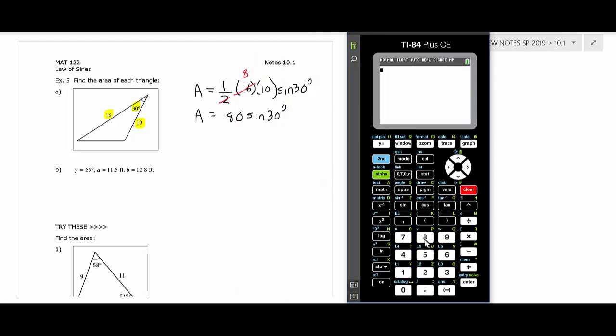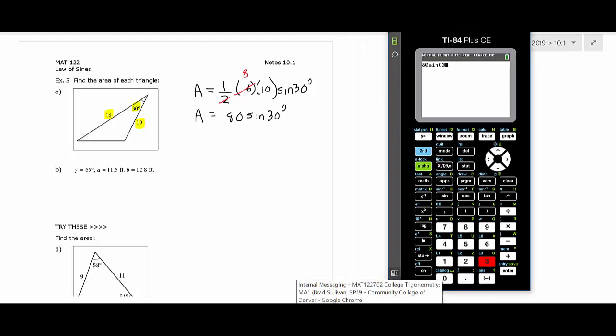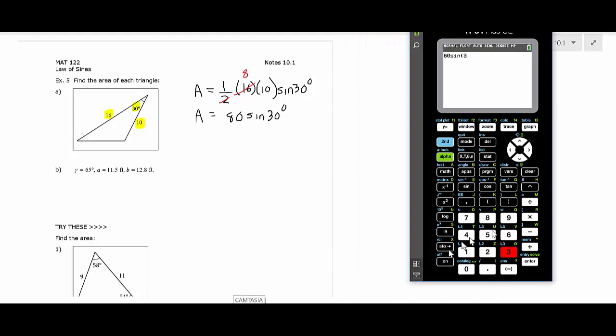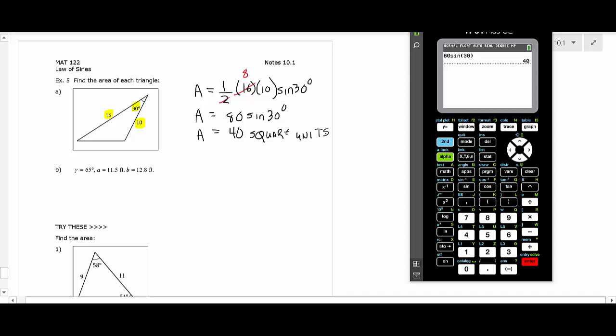So I just do 80 times the sine of 30. 80 sine 30 is going to give me the area of that triangle. In this case, that's going to be 40. And we would say square units. If it's inches or whatever, it's just square units. Okay, so that's the idea.